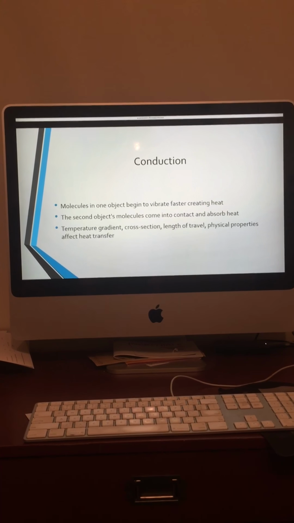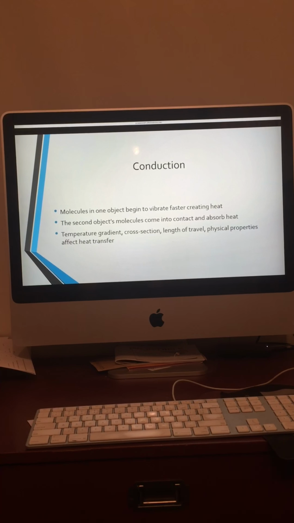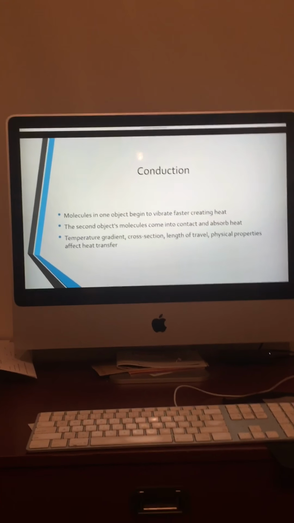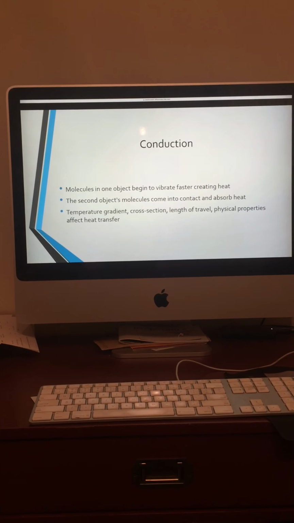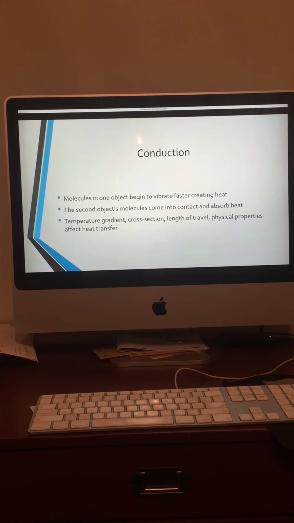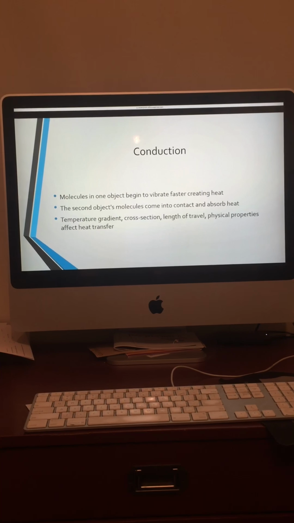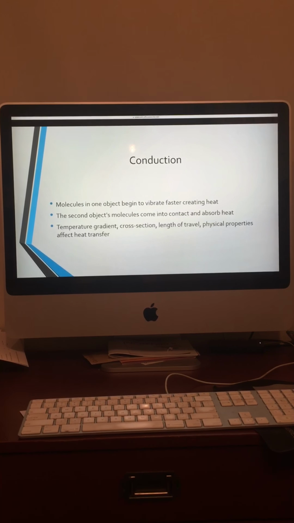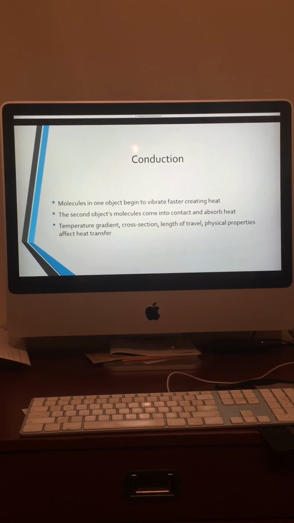Some factors that affect conduction. You've got the temperature gradient, and that's basically one part's hot, one part's cold. Heat loves to travel from high to low. You've got the cross section of the object. Let's think about a pan that you might be cooking food in on a stovetop. A pan's going to be nice, wide, and thin, so it's a nice, large surface for heat to conduct off of. Versus a very narrow or thin object that heats up, it wouldn't conduct heat as well.